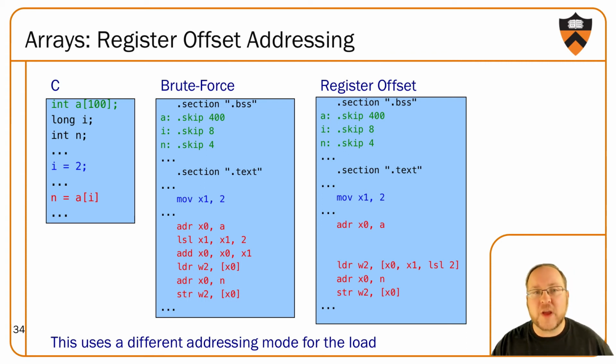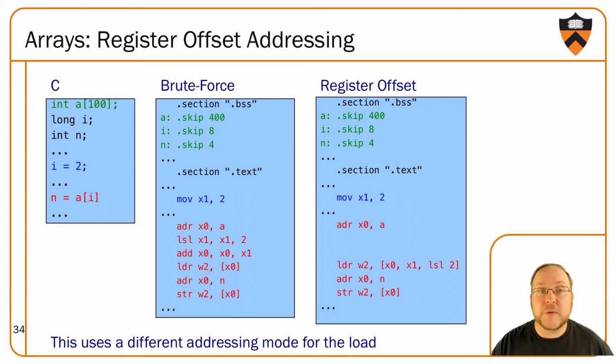Instead of doing the left shift operation and an add operation as separate instructions, we can pack these two operations into the pointer dereference itself using what's called register offset addressing mode. Look at the load in the rightmost box. We have LDR W2, so that's the same. We're loading into W2. But instead of loading from W0, that was the result of 3 steps, an ADR, an LSL, and an add, we have x0 and 2 other arguments, x1 and LSL 2.